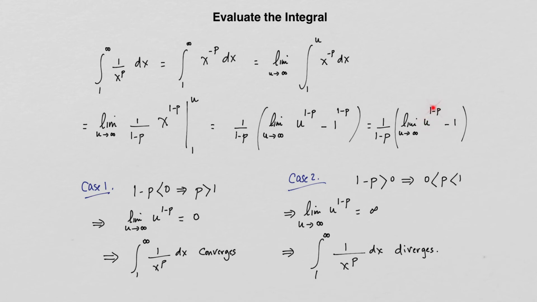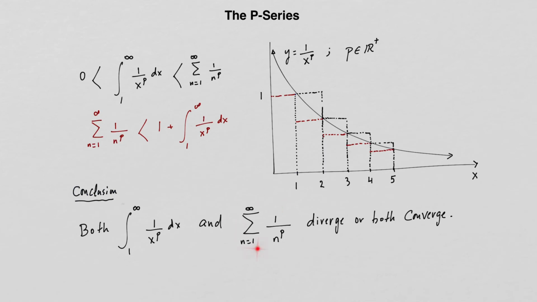Infinity to some positive number blows up. So that's infinite. Subtract 1, it's still infinite. Multiply it by a constant, it's still infinite. Notice we're assuming p is not 1. I'm going to deal with the case where p is 1 separately. So if 1 minus p is more than 0, or say p is between 0 and 1, then the integral must diverge, which also means that the series must diverge. They both converge or both diverge.